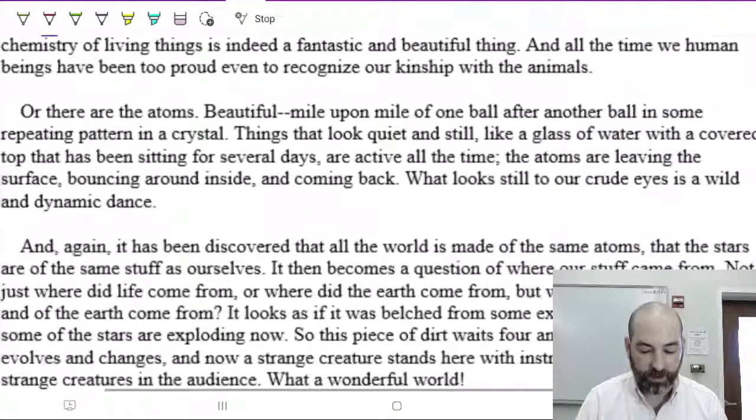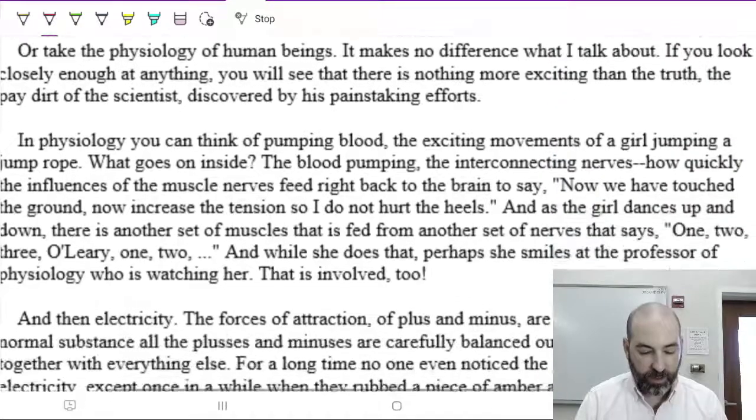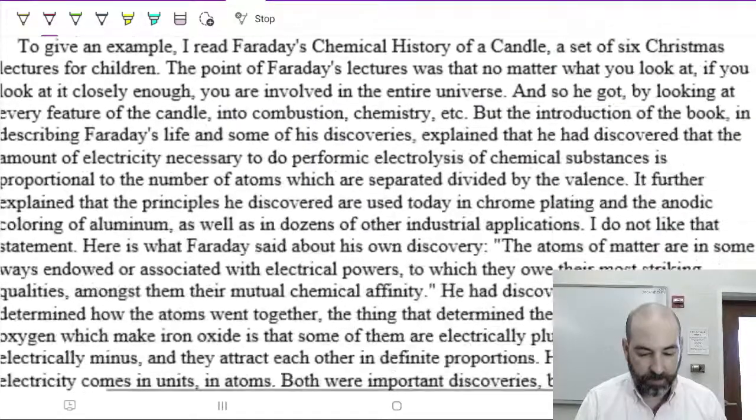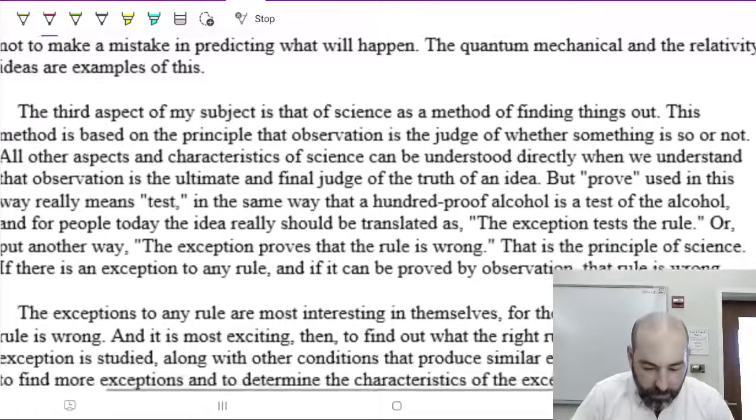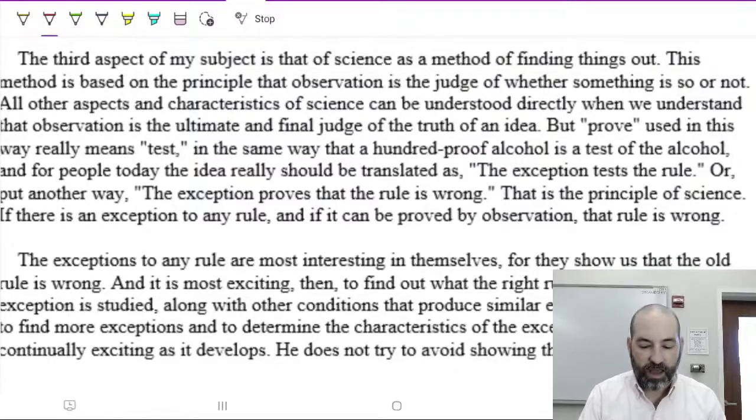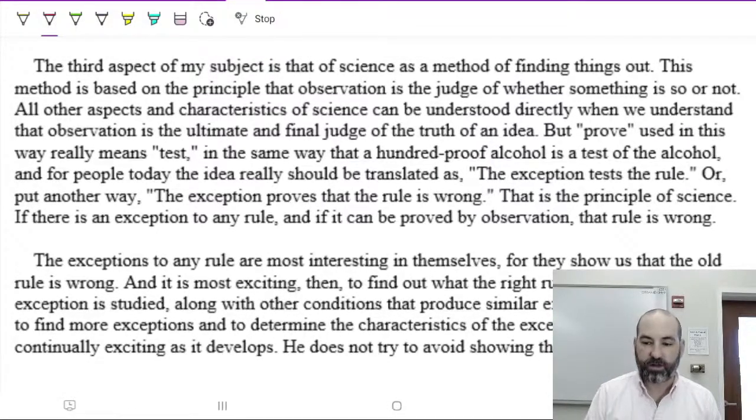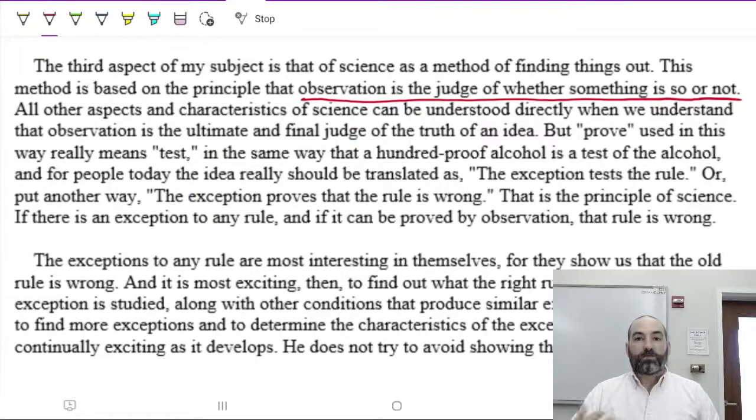I think some of the most beautiful stuff that he talks about here is the last part, the method of finding things out. In this part, he has some really nice definitions that you can use when you're trying to clarify your knowledge on these ideas. So, for example, he says, the method is based on the principle that observation is the judge of whether something is so or not. Right? So you have to observe, make measurements, whatever. Observation doesn't just mean seeing with your eyes. It can mean any kind of detecting, right? And then you use that as evidence to decide whether something is so or not.